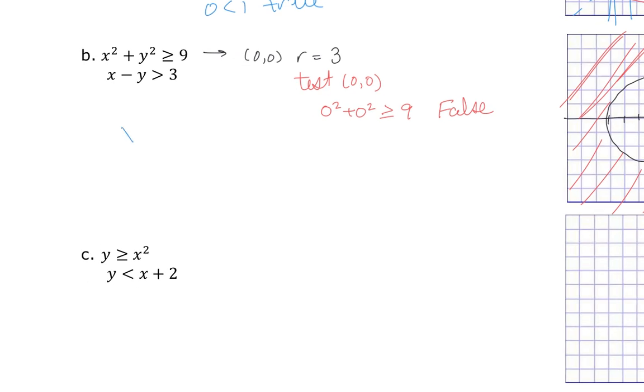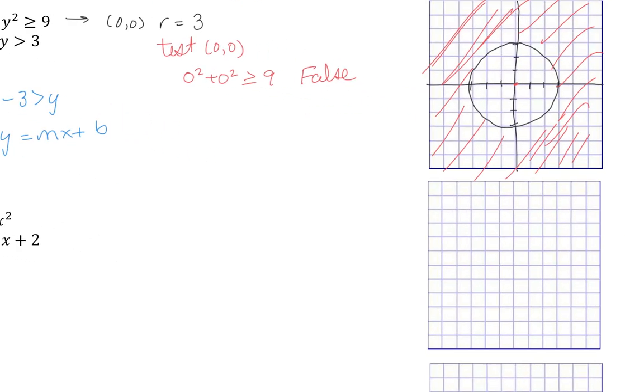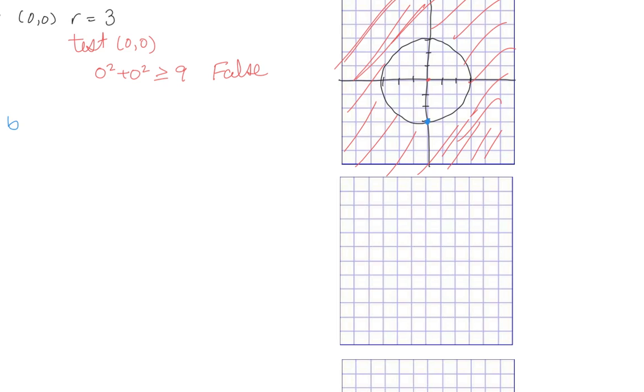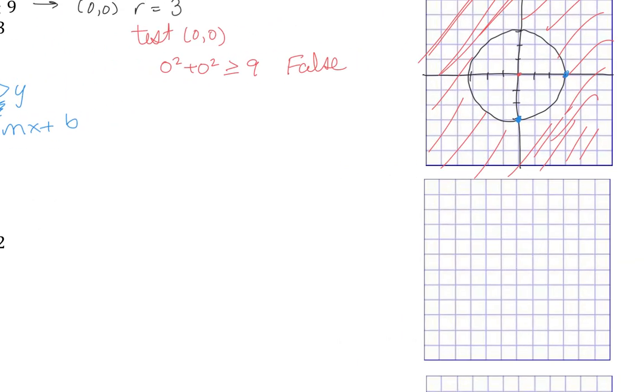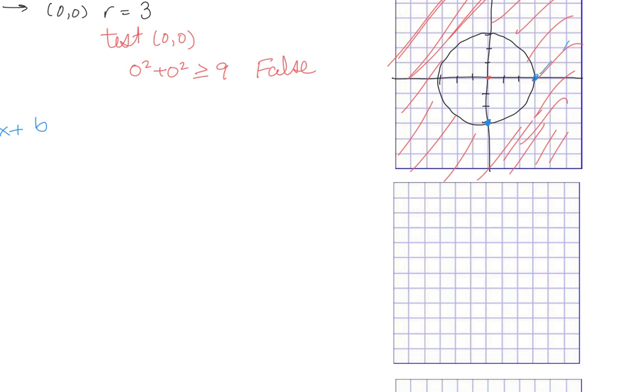And I'm going to have x minus 3 is greater than y. All I did was make it so that it is of the form y is equal to mx plus b. That just makes it easier for me to graph. So I added y to both sides and subtracted 3. So I know I'm going to go through negative 3 right here. I'm going to have a slope of 1, so I'm also going to go through this point. It is a strictly less than, and so I'm going to use a dashed line. So here's my dashed line.